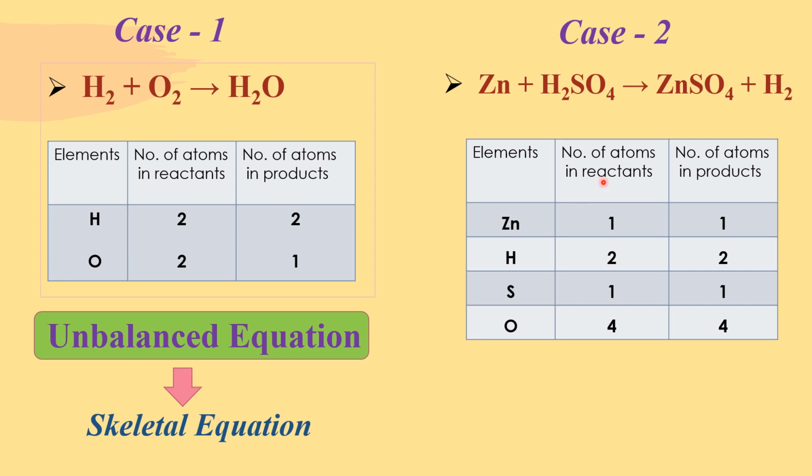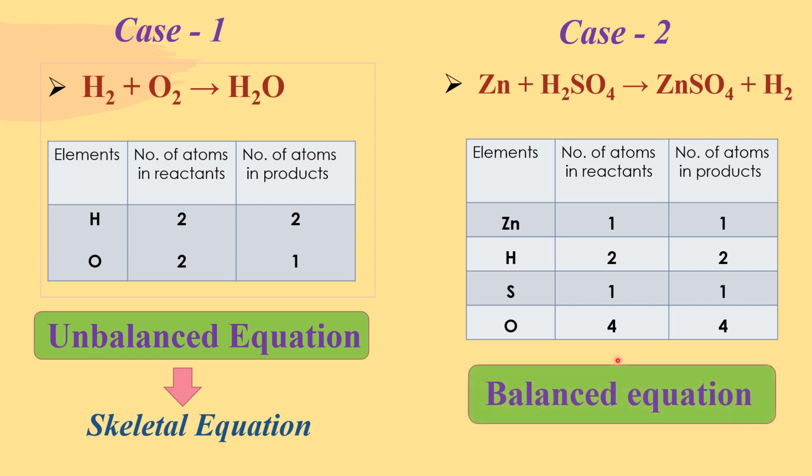Now, can you tell me what type of equation is the one under case 2? By now you have easily understood. Here the total number of atoms of each element is the same on both sides. So this equation can be called what? It will be called a balanced equation. So how can you define a balanced equation? A balanced chemical equation is one in which the total number of atoms of each element is equal on both sides of the equation.